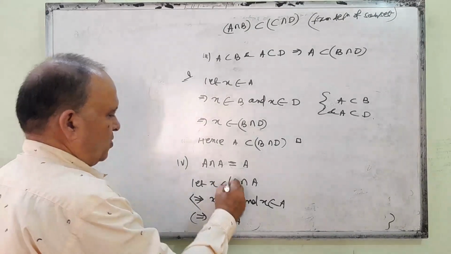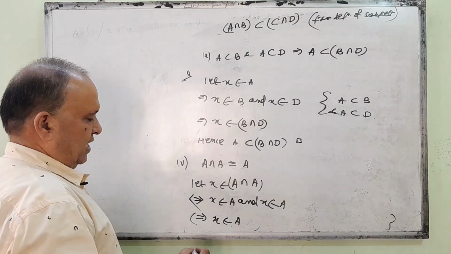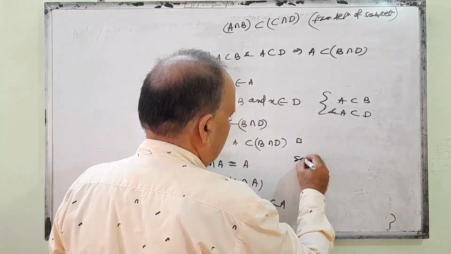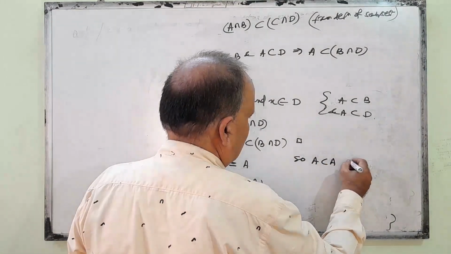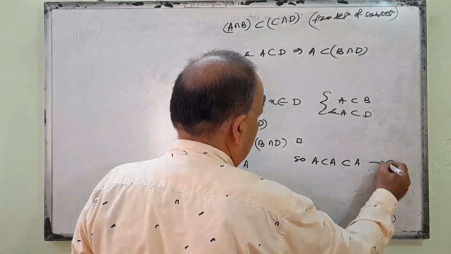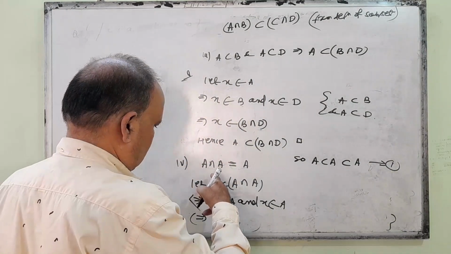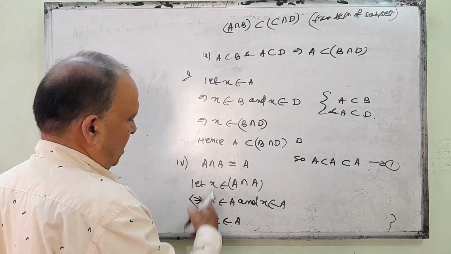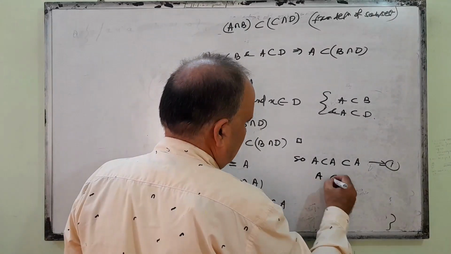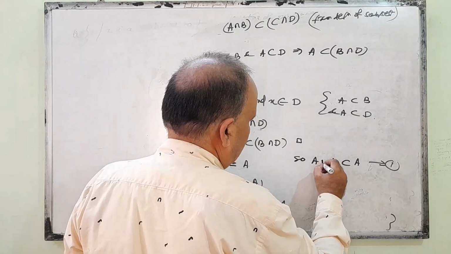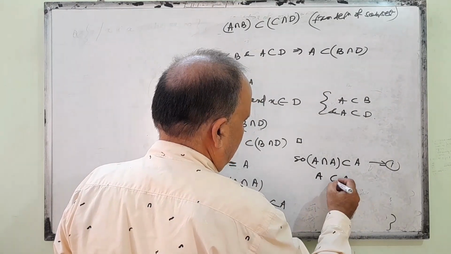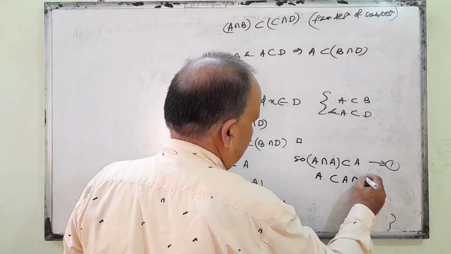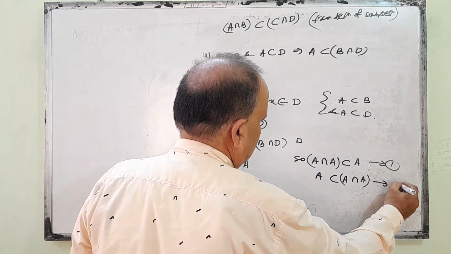So X belongs to A intersection A implies that X belongs to A. So A intersection A is the subset of A. This is the first part from top to bottom. Again from bottom to top, because it is given implies and implied by sign, A is the subset of A intersection A. This is the second part.